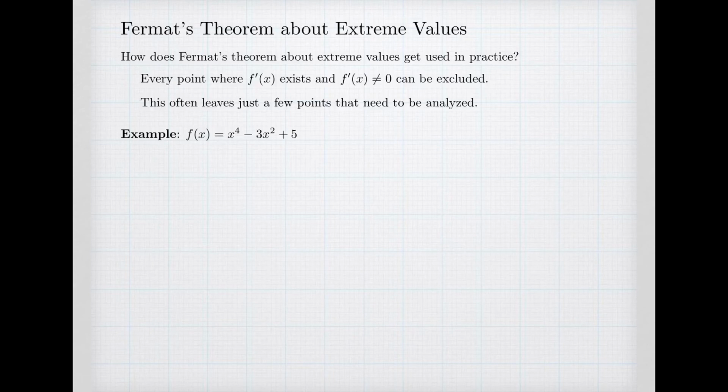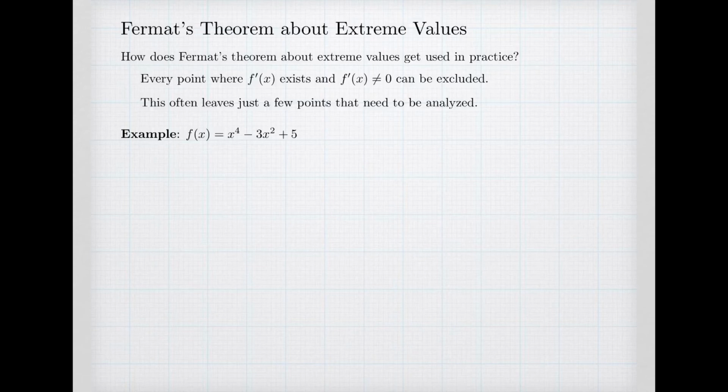Well, how does this get used in practice? In practice, what we're doing is we're looking for extreme values, and in principle, a function is defined at so many points, uncountably infinitely many points. It would be hard to try to search for a maximum or a minimum by checking all the values. Fermat's theorem says if you know where f prime exists and you can find all the points where f prime does not equal 0, all of those points are automatically eliminated so that we can restrict our attention to points that need to be analyzed.